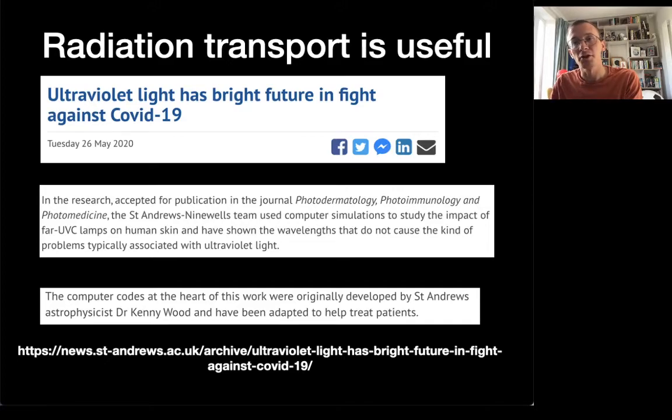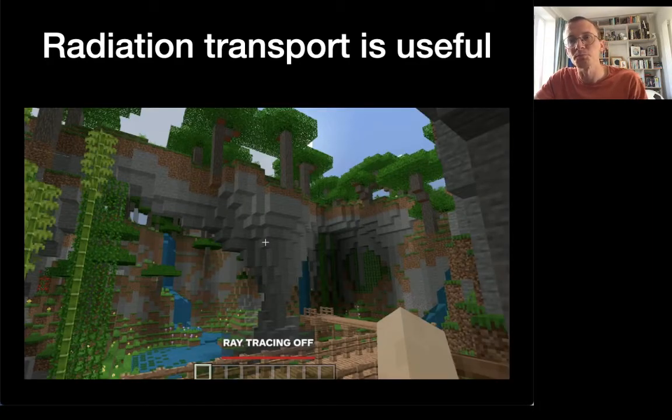Another astrophysical code turned to useful, well, I would argue all these applications are useful, but turned to real-world applications is a group in St Andrews have applied an astrophysics code to tackling COVID. So they asked the question, can we find a wavelength of light that would destroy a COVID virus but not hurt human skin? With the idea that you can maybe irradiate rooms, leaving people safe but destroying the virus. And again, this is an astrophysics code turned to a non-astrophysics application.